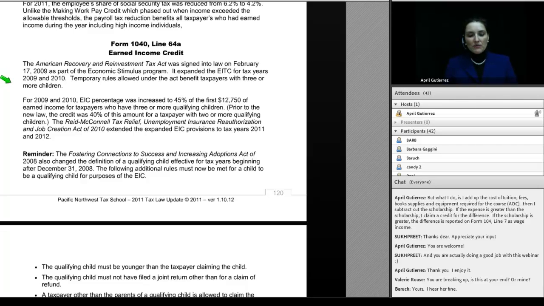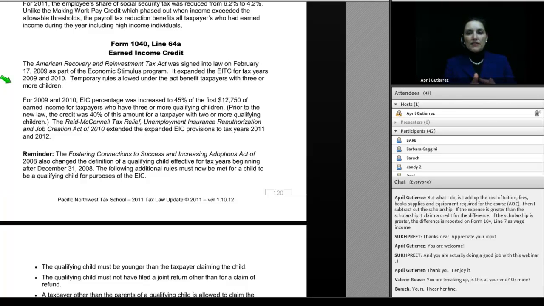So the first thing you need to know about the Earned Income Credit is that for all of its history, the EIC was a certain amount if you had no qualifying children, a certain amount if you had one qualifying child, and a certain amount if you had two qualifying children. And if you had more than two qualifying children, the Earned Income Credit was no larger than if you had two. Well, beginning in 2009, the Earned Income Credit went up if you had 3 or more qualifying children. And it was set to be higher only for 2009 and 2010. But the Reed-McConnell Act extended it for 2011 and 2012 as well.